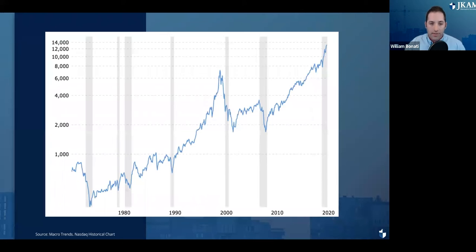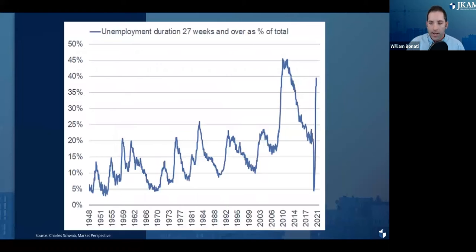So looking at this chart, we've got the NASDAQ historical, and the gray bars indicate recessions. And you can see most of the major dips or corrections in the market are during recessions. Taking a look at unemployment, while the stock market has recovered since March of last year and is hovering around all-time highs, this success hasn't been reflected in broader economic data.